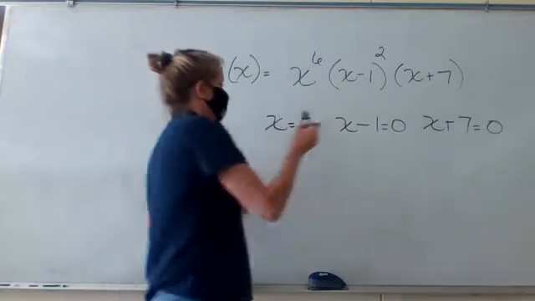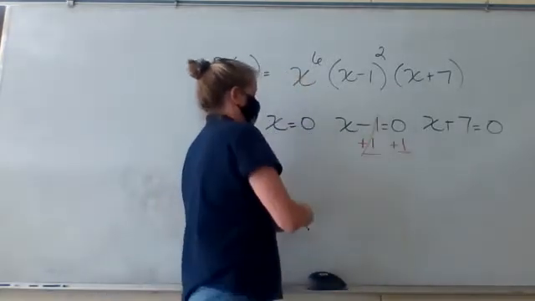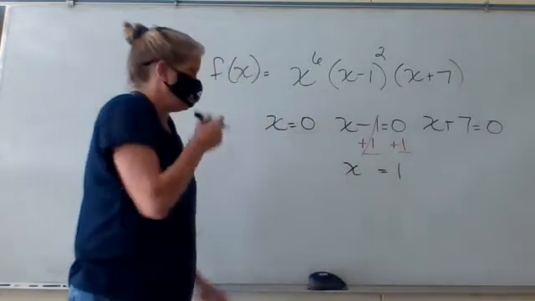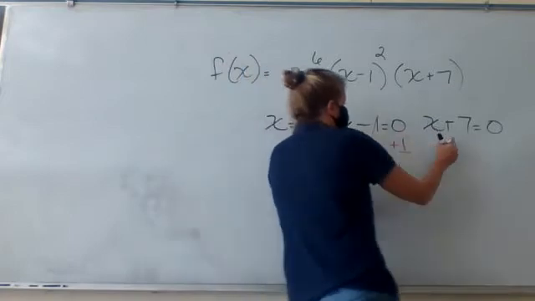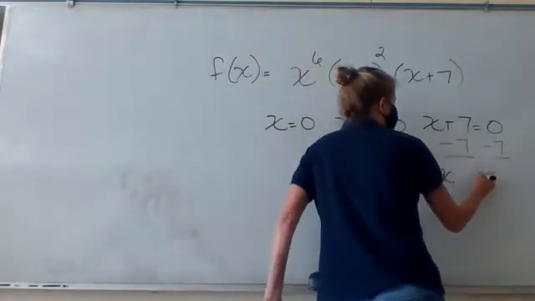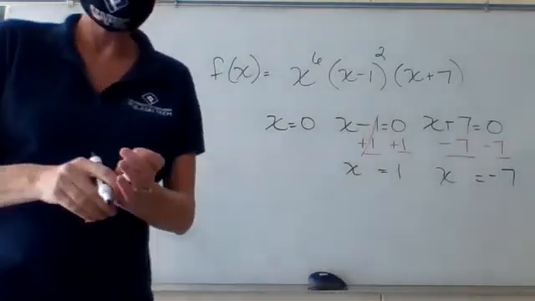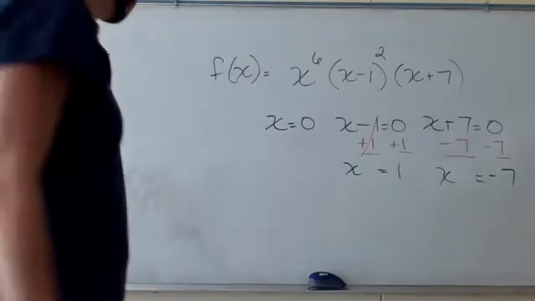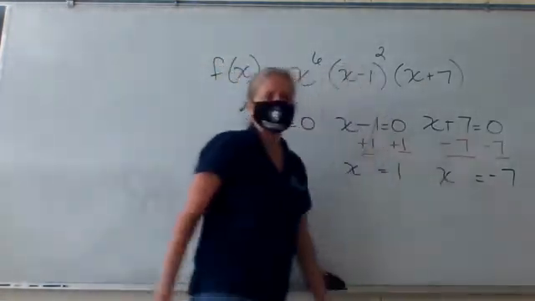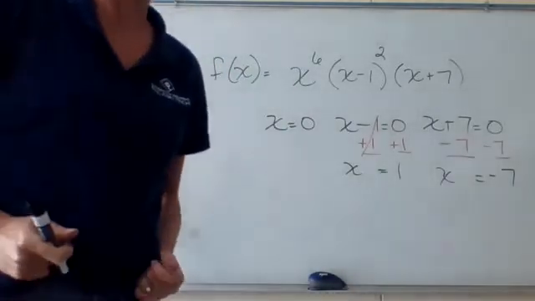This one, to solve it for x, I need to add the 1 to both sides. So x equals 1. And this one, to solve for x, I need to subtract 7 from both sides. So here, x equals -7. So those are your 3 zeros: 0, 1, and -7. Now, what is the multiplicity of each of those?